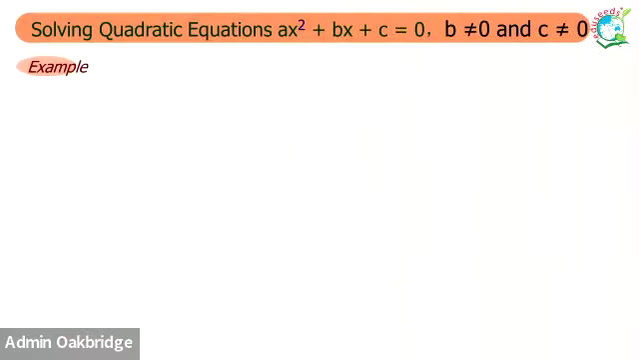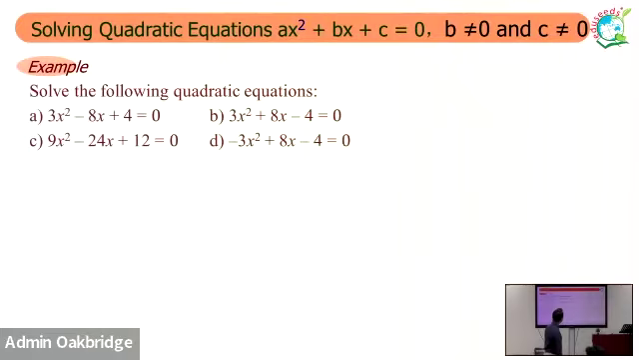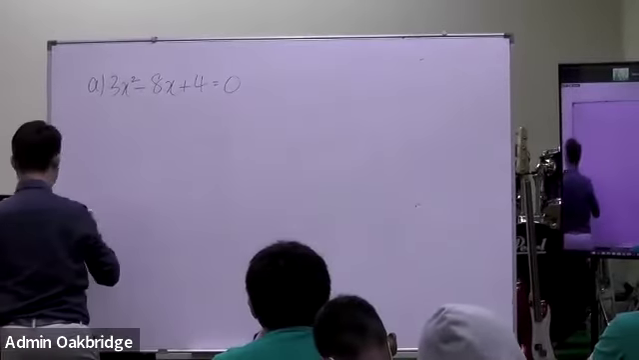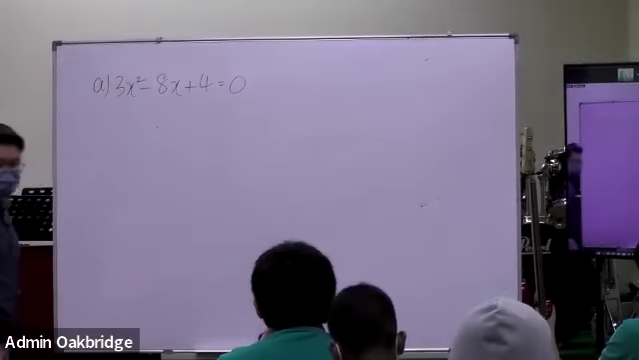All right, let's see this example of solving these quadratic equations. Okay, I copy the question first. All right. So this is the first question.